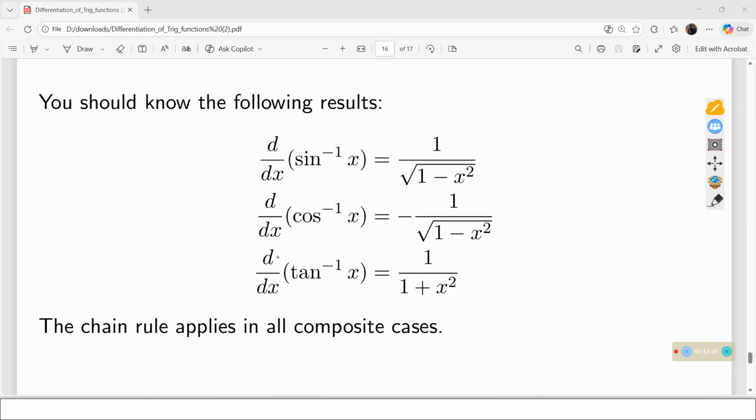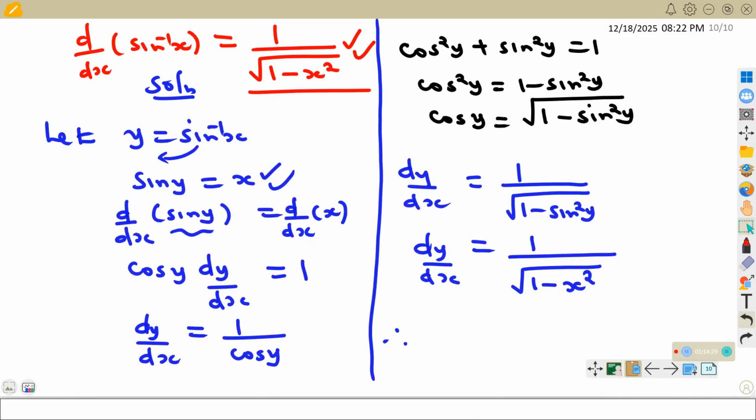Let us talk about the derivative of tan inverse of x. So, the derivative of tan inverse of x.